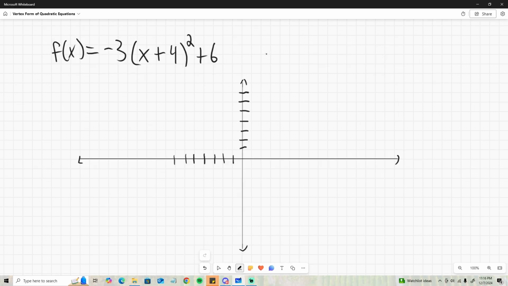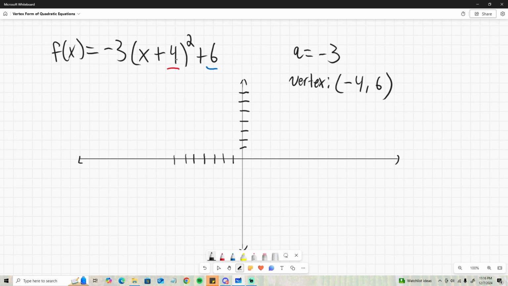So the equation that we're going to be graphing is f of x equals negative 3 times (x plus 4) squared plus 6. So we're going to start the same way. We're going to figure out what our a value is, and we're going to figure out what our vertex is. So to start, the a value is just the number in front of the parentheses. That is this negative 3. For the vertex, again, that comes from the h and the k. So when I write out my vertex, it's going to end up being negative 4, 6.